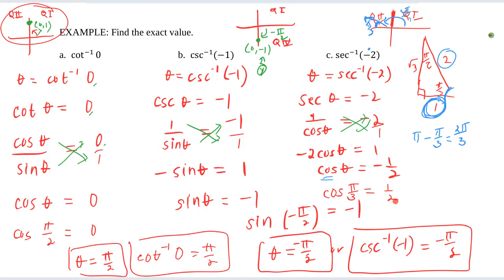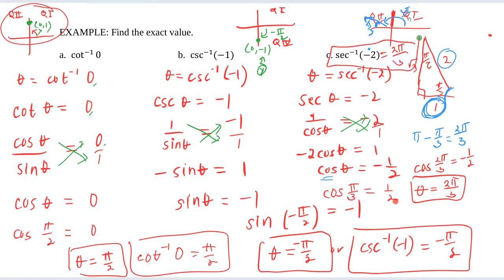Therefore, cosine of 2 pi over 3 is equal to negative 1/2. Again, that angle theta is equal to 2 pi over 3. You can also write this with the inverse secant of negative 2, which is equal to 2 pi over 3. Either way, how you write your final answer is fine.